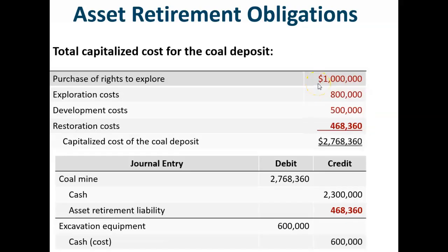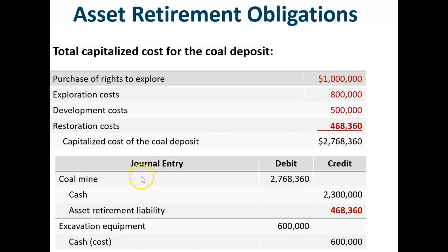Therefore, the total capitalized cost of the coal deposit is $2,768,360, which is the total of the purchase of rights for $1 million, $800,000 paid for exploration costs, $500,000 paid for development costs, and the present value of restoration costs that will be paid 3 years later of $468,360.